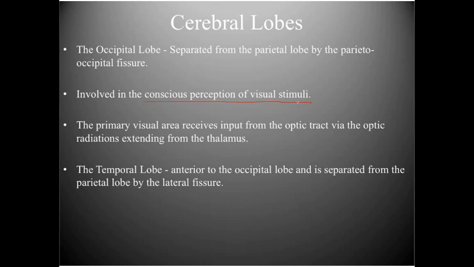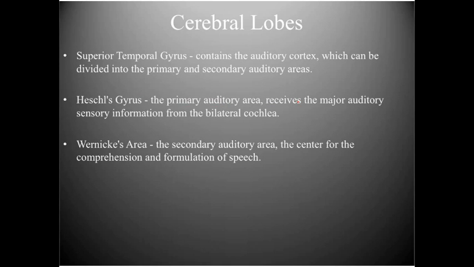The temporal lobe is anterior to the occipital lobe and is separated from the parietal lobe by the lateral fissure. The superior temporal gyrus contains the auditory cortex, which can be divided into primary and secondary auditory areas. Heschl's gyrus, the primary auditory area, receives the major auditory sensory information from the bilateral cochlea. And Wernicke's area is a secondary auditory area, center for the comprehension and formation of speech.